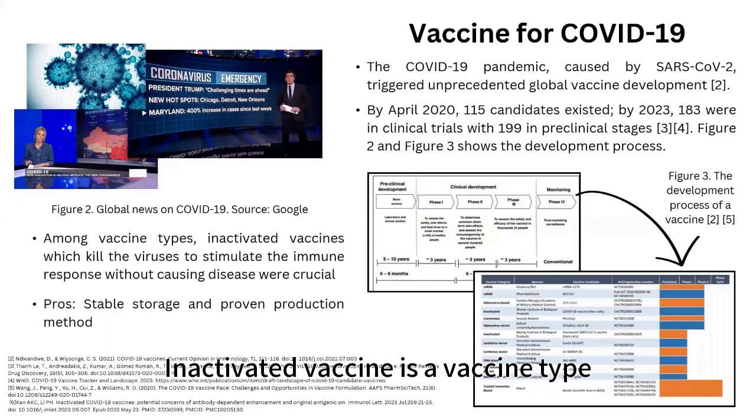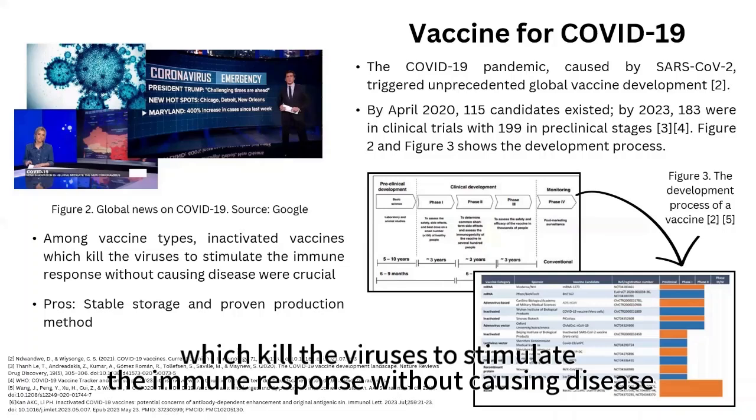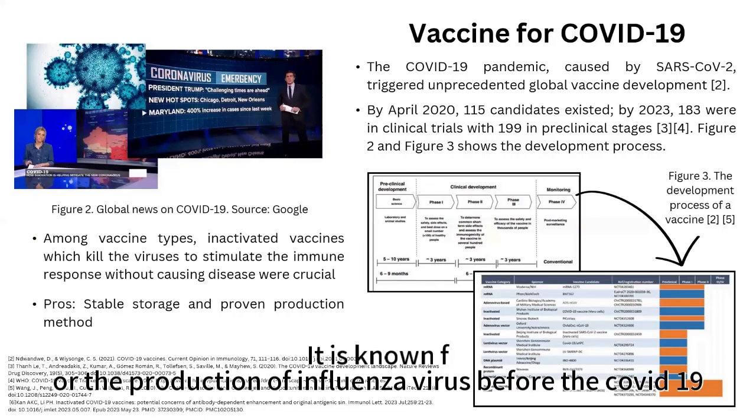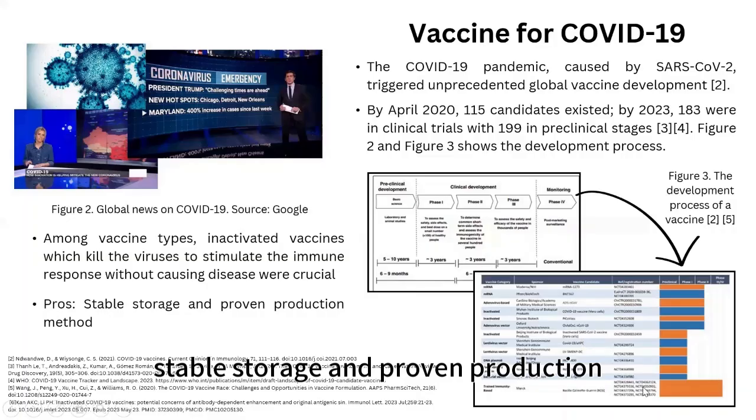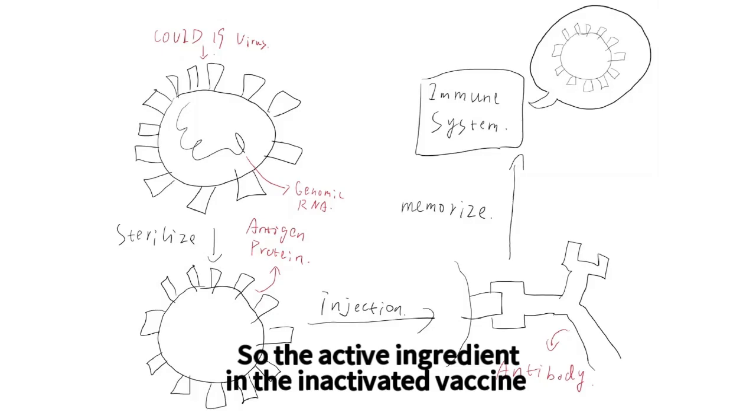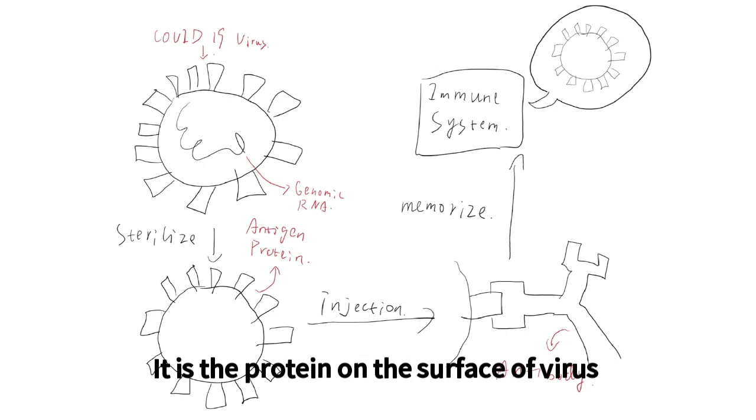Inactivated vaccines are a vaccine type which kills the virus to stimulate the immune response without causing disease. It is known for the production of influenza virus before the COVID-19. It has 2 major advantages: stable storage and proven production. So the active ingredient in the inactivated vaccine is antigen protein. It is the protein on the surface of the virus.